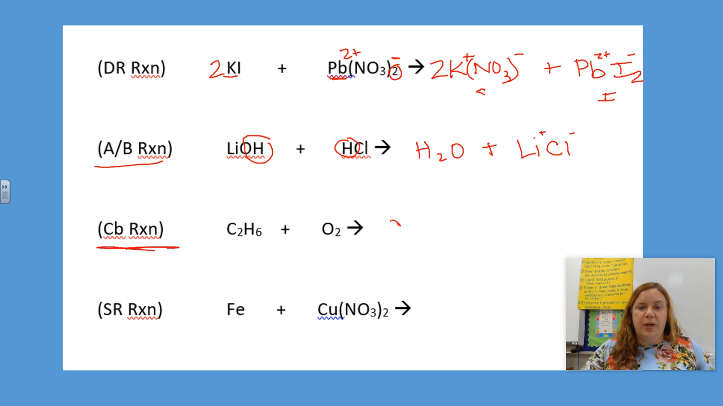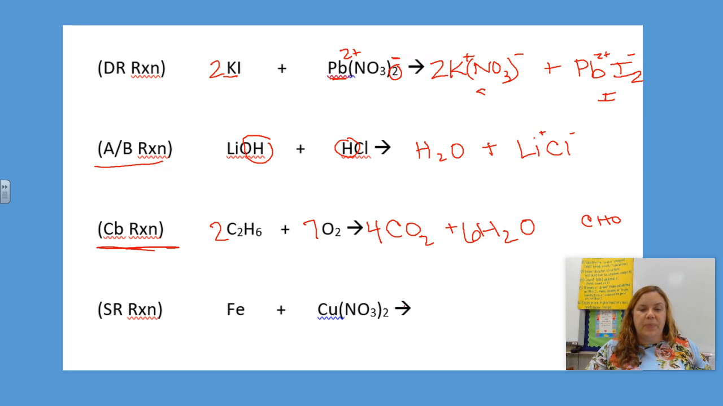Combustion again. Combustion, we always know the products are carbon dioxide and water. We're going to use the CHO method here. So we're going to balance our carbons first, and we find again that hydrogen is going to create a 3 over here, and that's going to make an odd number of oxygens. So let's put a 2 in front of our hydrocarbon. Now we have 4 carbons. We have 12 hydrogens, and now we look at our oxygens. We have 8 plus 6. We have 14 oxygens, so we're going to put a 7 here, for 7 times 2 is 14.